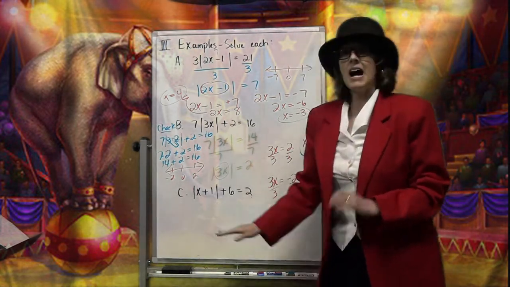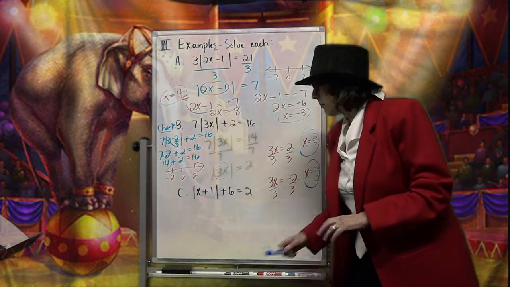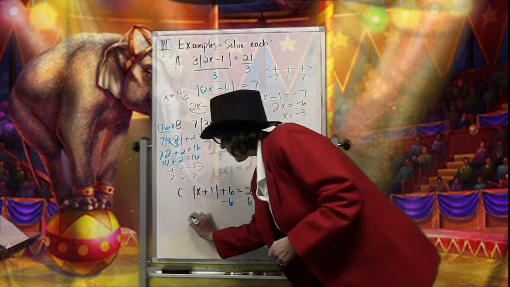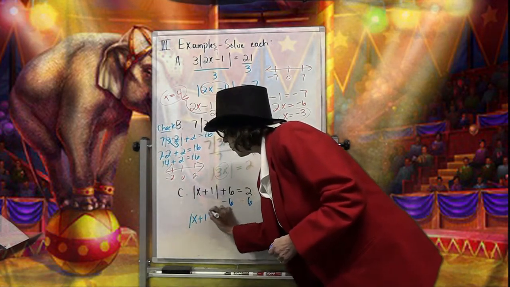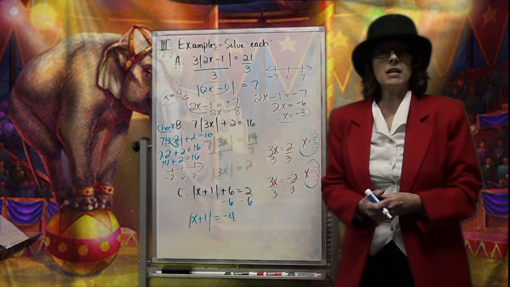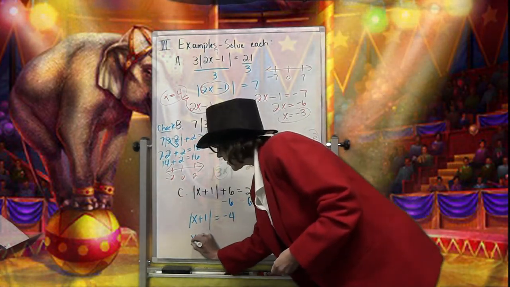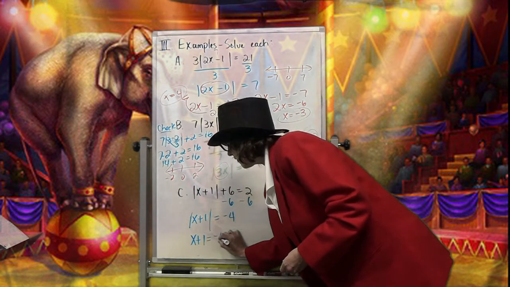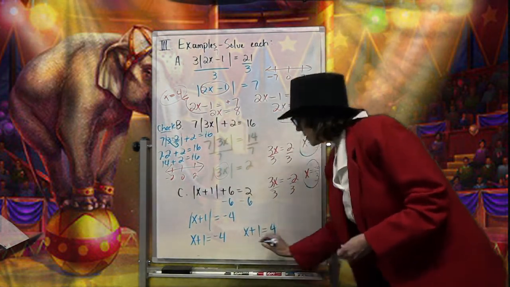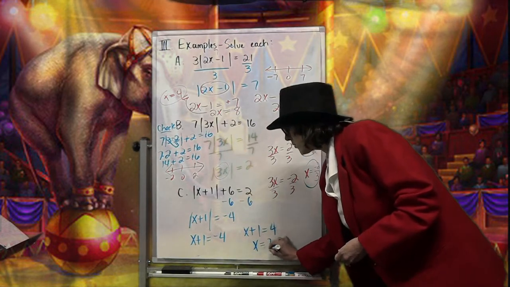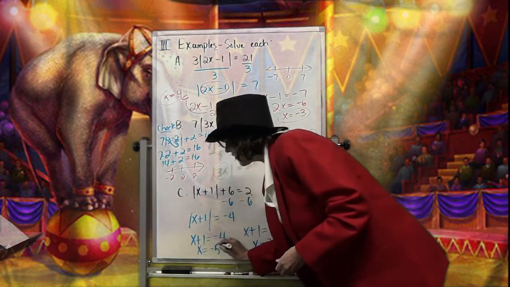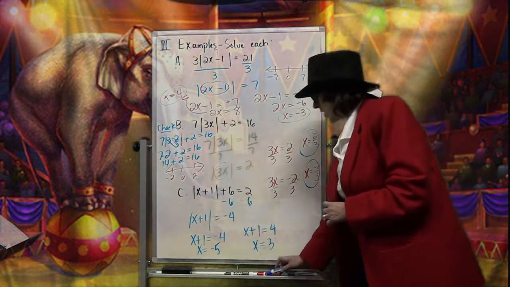So remember, I need to isolate that absolute value, get it completely by itself. So I'm going to subtract 6 from both sides. That will give me absolute value of x plus 1 equal to a negative 4. And so now I'm going to set it equal to the plus minus. So x plus 1 is going to be negative 4, or x plus 1 is going to be positive 4. If it's positive 4, I'm going to subtract 1 and get a 3. If it's negative 4, I'm going to subtract 1 and get a negative 5. Recall, I need to check both of these.